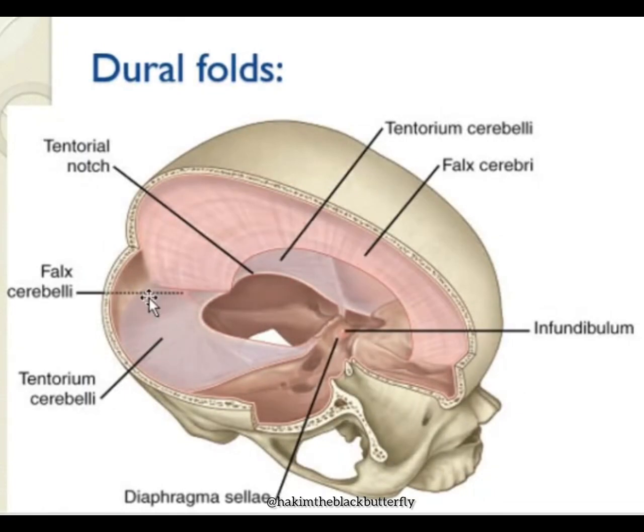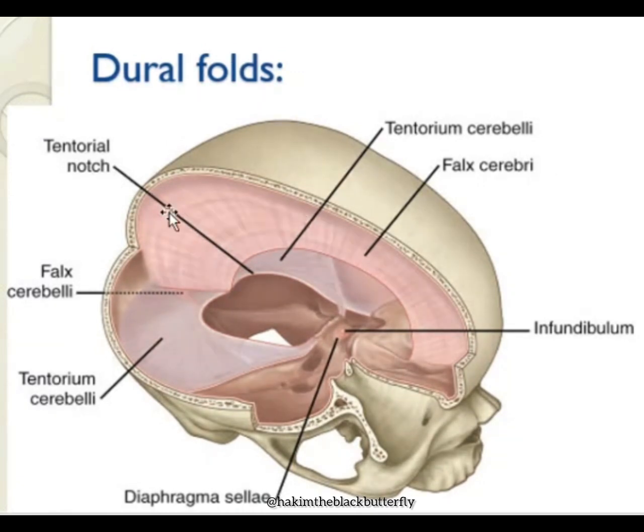Now, above this Tentorium cerebelli, we have the occipital lobe of the cerebrum, and below it we have the cerebellum. So the dural fold which separates the occipital lobe from the cerebellum is this Tentorium cerebelli, which runs transversely. It is met by the Falx cerebri, which runs sagittally.